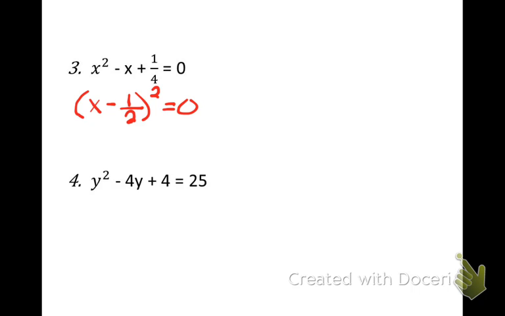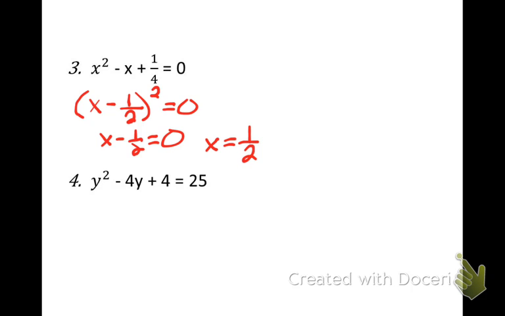So we are going to take the square root of each side then. So we're going to get x minus 1/2. What is the square root of 0? 0. So if we add, we're just going to get x equals 1/2 as our solution for this one.